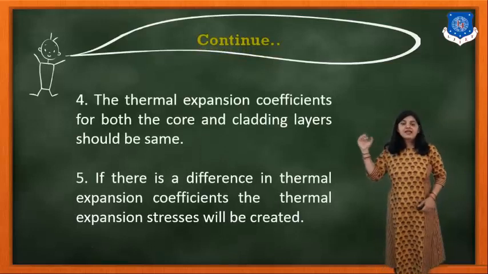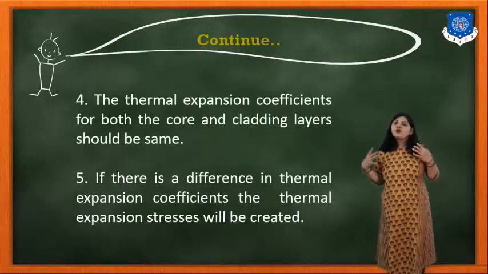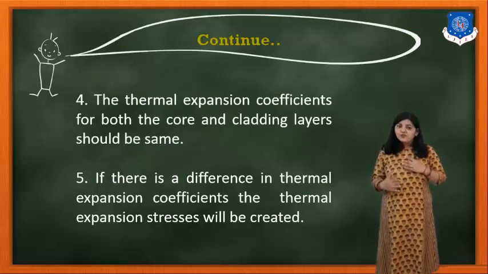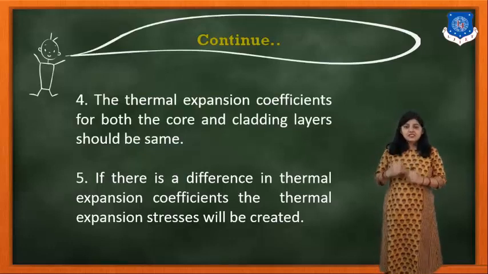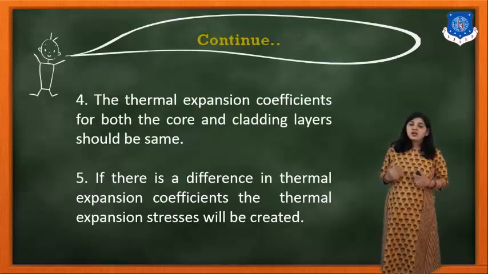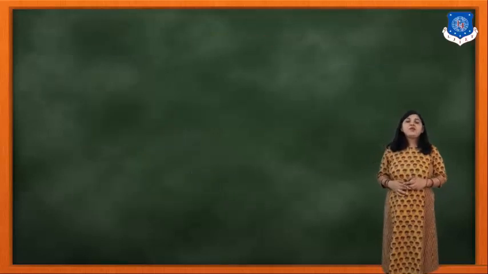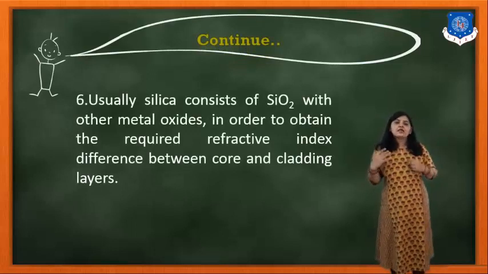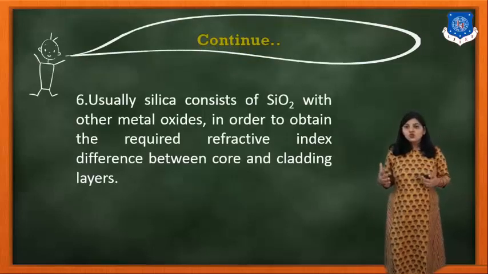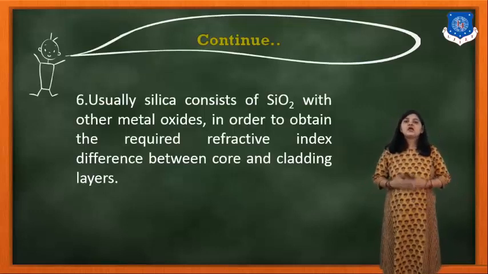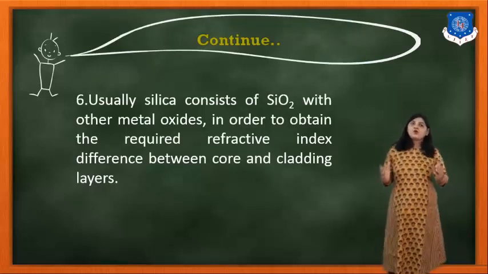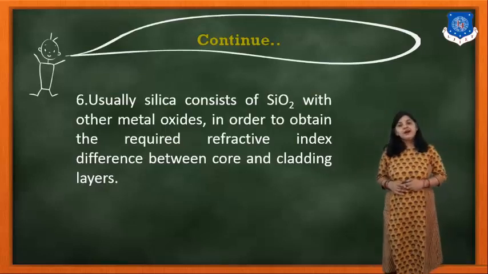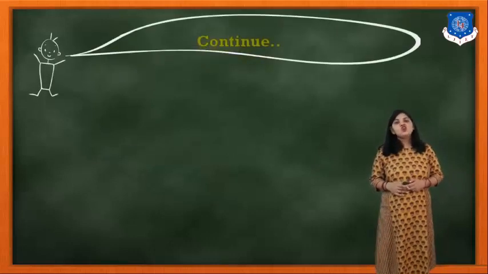The thermal expansion coefficients for both the core and the cladding layers should be the same. If there is a difference in the thermal expansion coefficients, thermal expansion stress will be created. So silica, which consists of SiO2, can also be used with other metal oxides in order to obtain the required relative index difference between the core and the cladding layers.